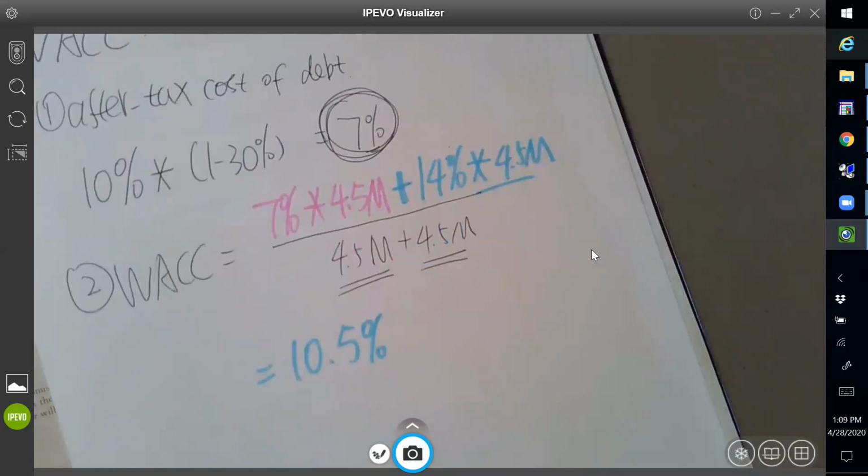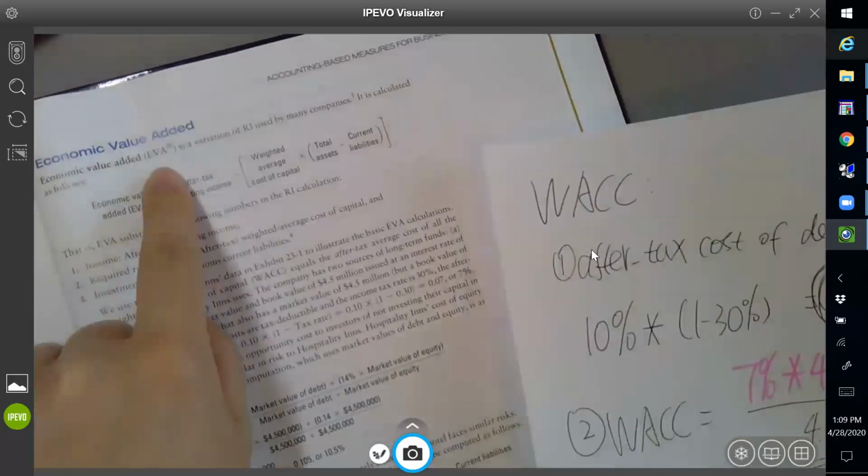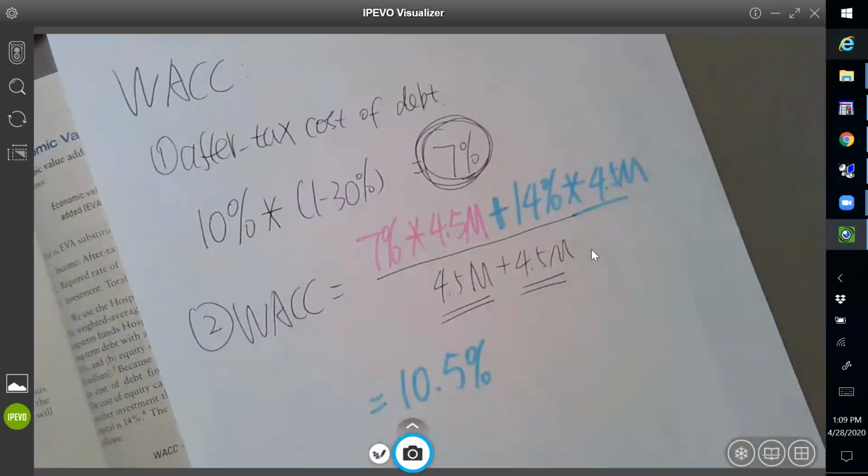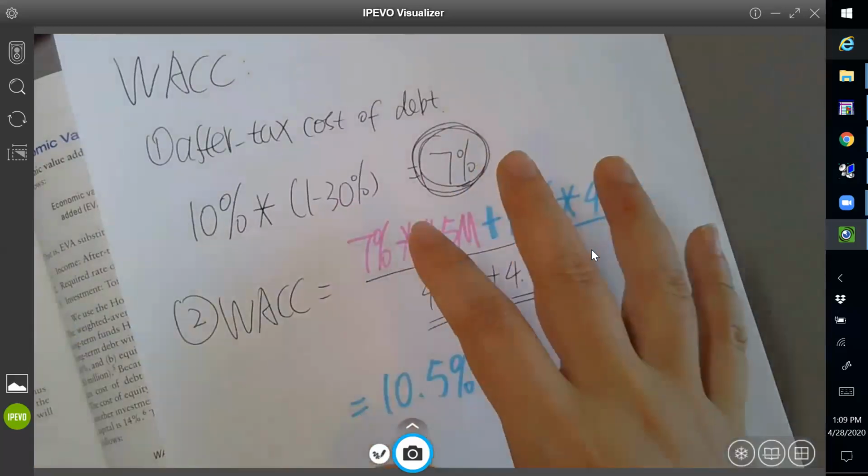I give you some examples to practice, and I hope you feel better after the practice. I will put my notes on the blackboard too. Let me know if you have any questions. This is important. You say, hey, do I need to know how to get the EVA? Don't worry about that one. You will only be tested on the WACC part.